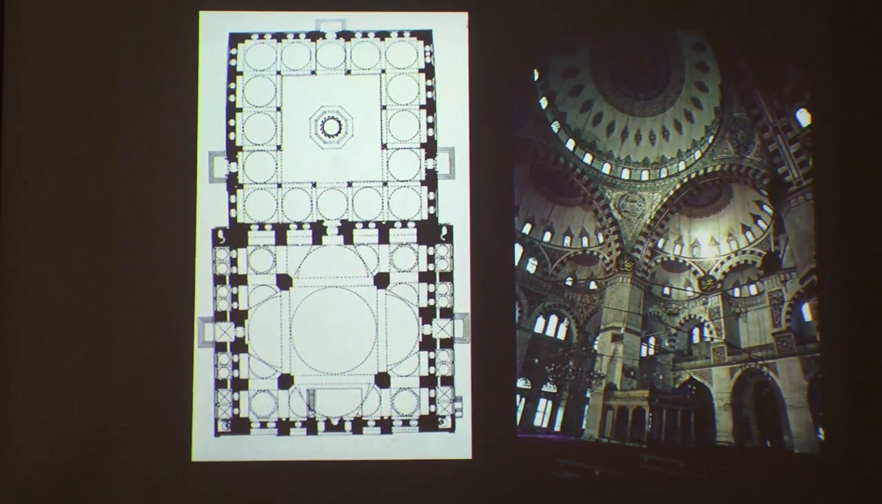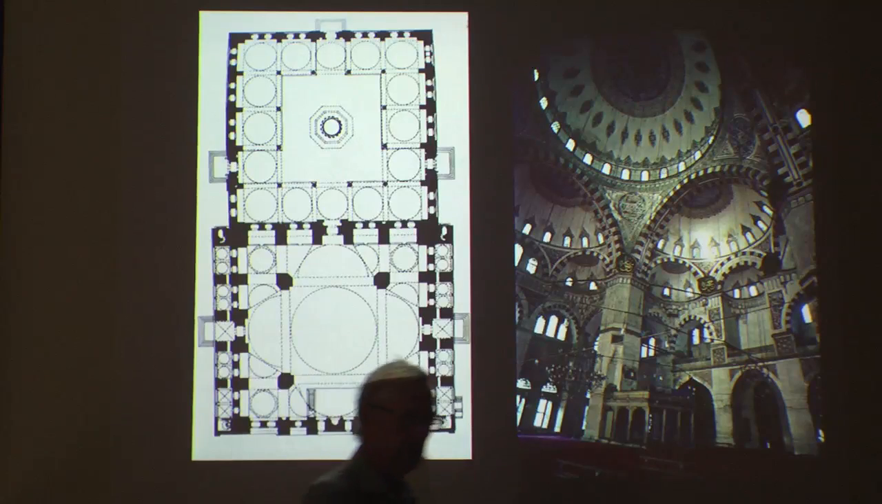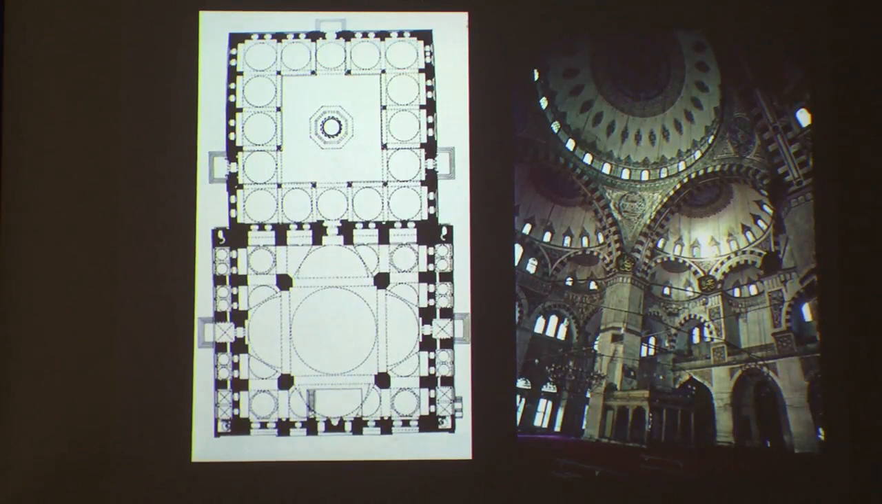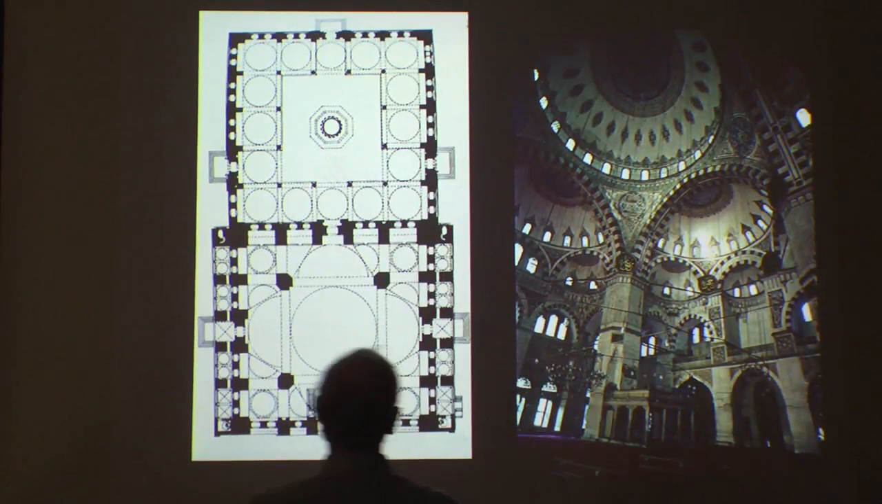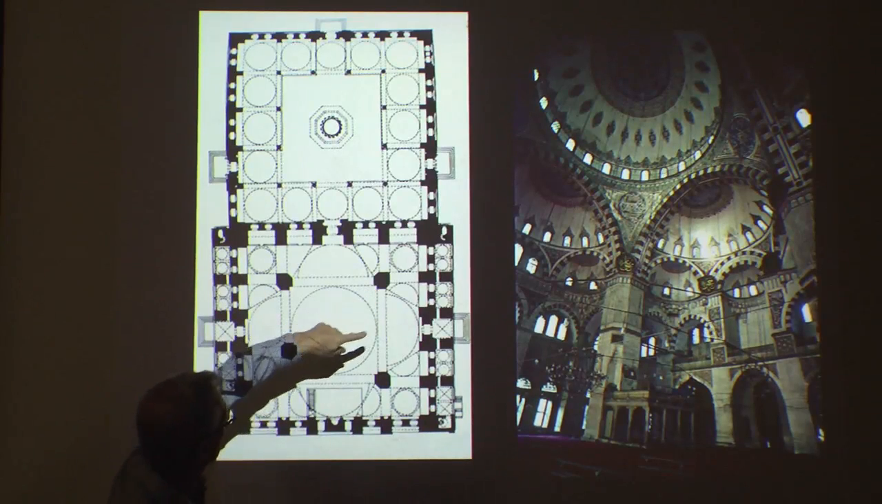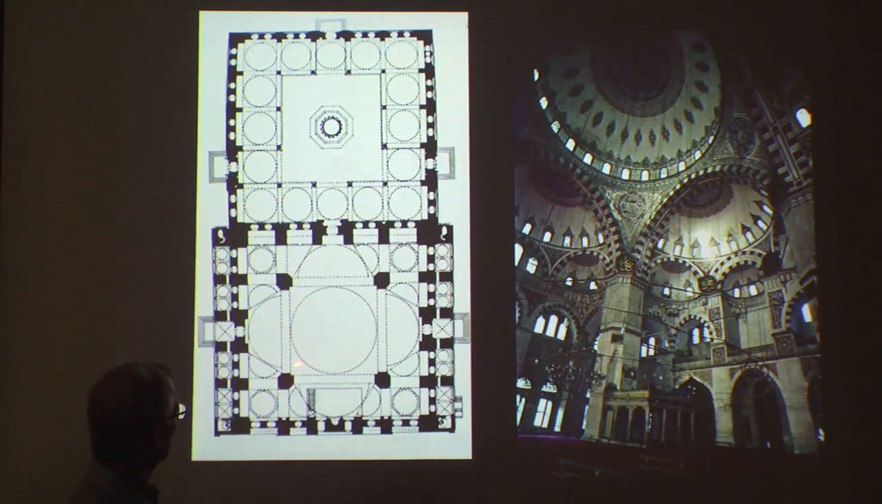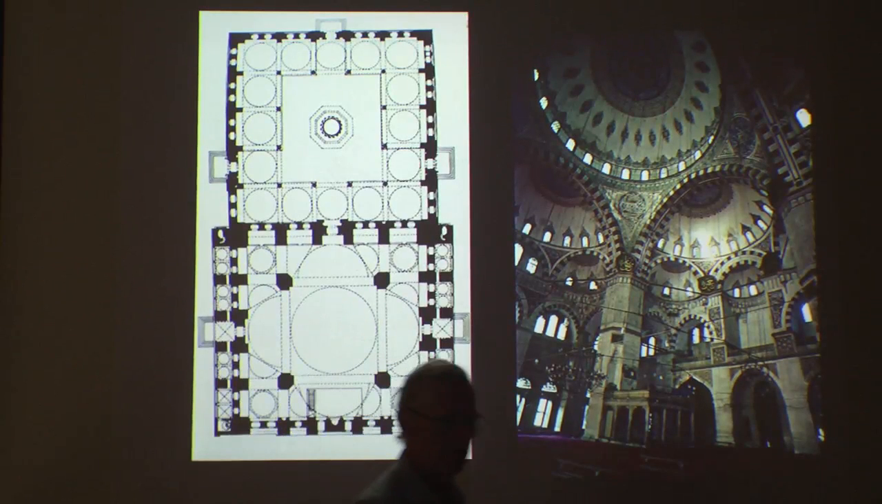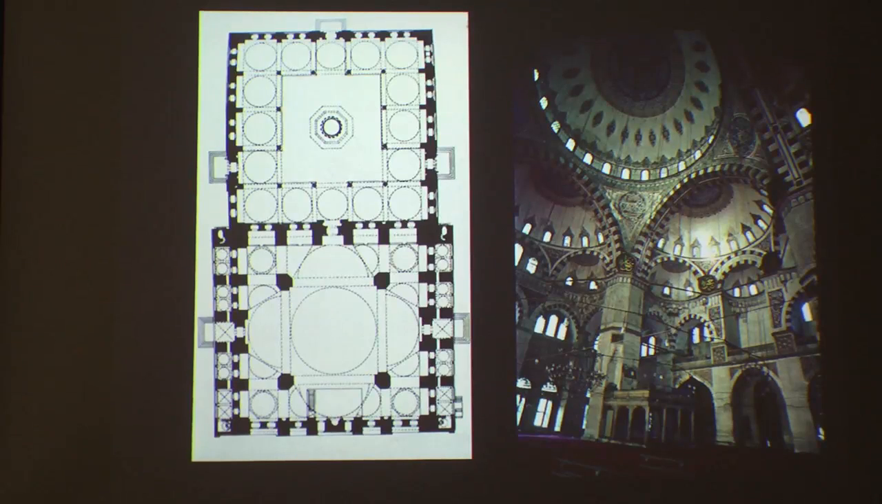Okay, let's move inside the building. Zainab, we have a photograph on the right-hand side and we have a plan on the left. Which direction are we looking at the building from on the plan? Maybe you can point it out to us. Which direction was this photograph taken from? Was it from here, or from here, or from here, or from here? How can you tell? I felt it.